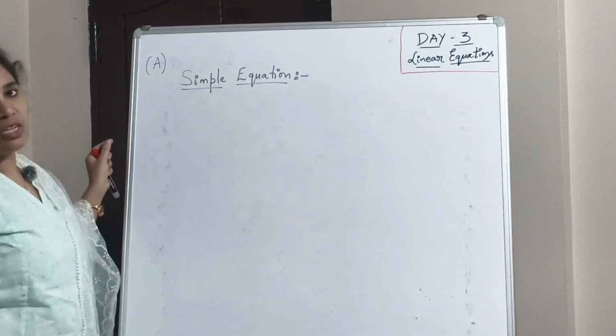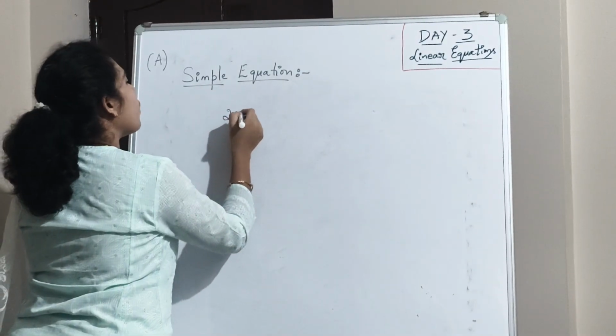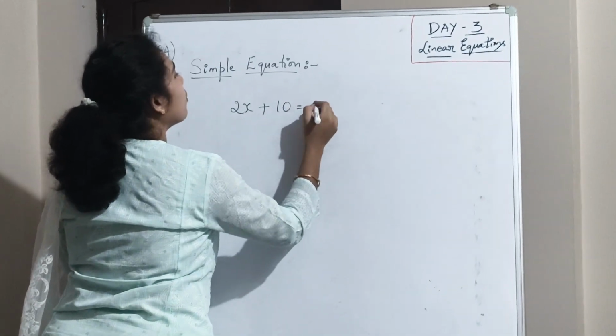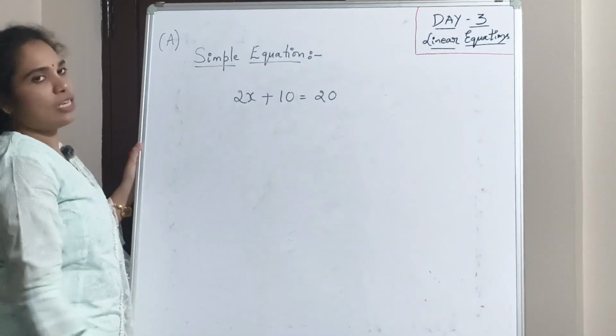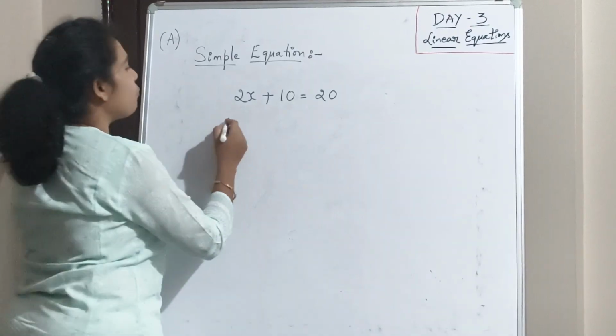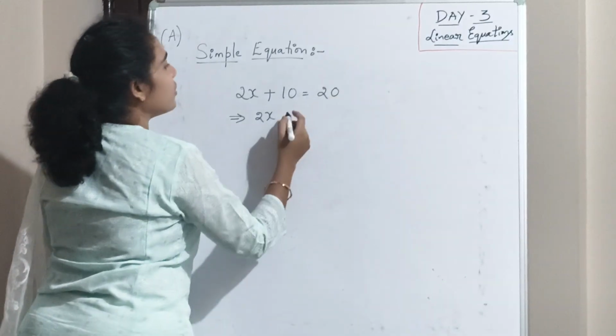Okay. The first equation is a simple equation. So let us consider 2x plus 10 is equal to 20. Let us consider this equation. Now we have to find out this x value. First, what will we do? We will move this plus 10 to the RHS.